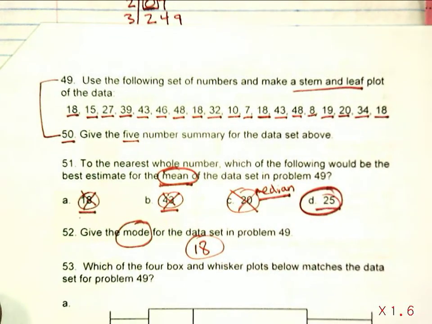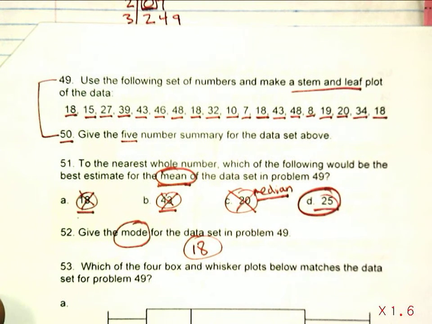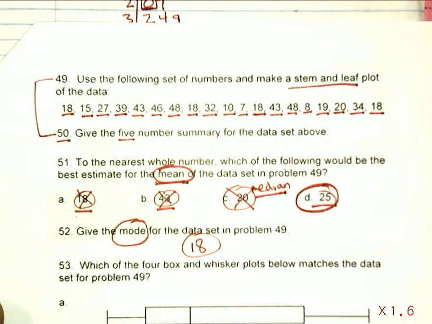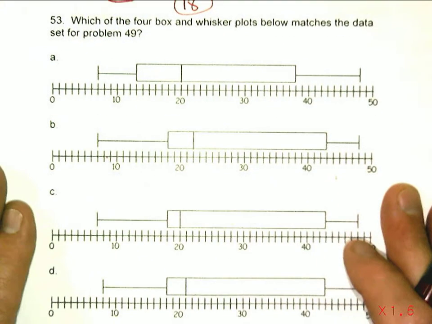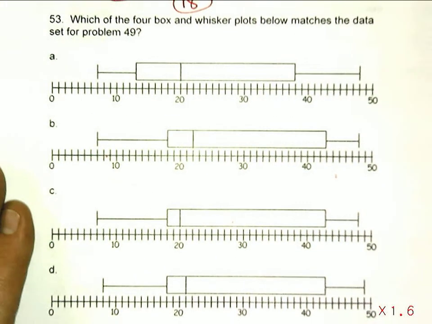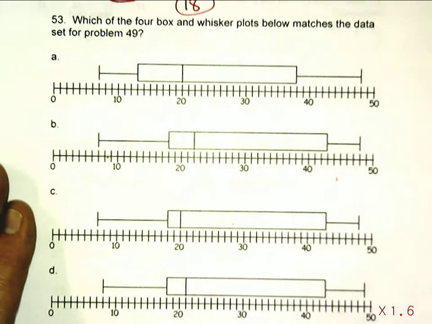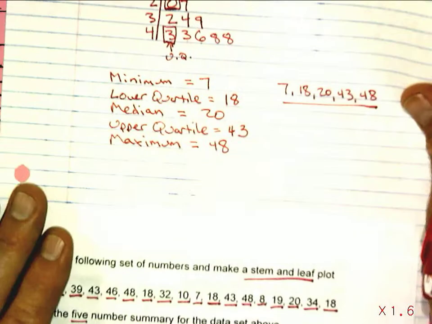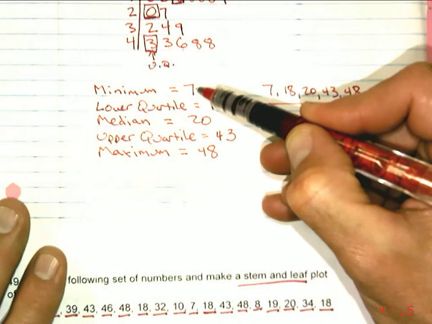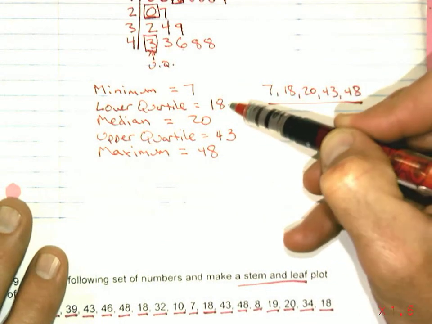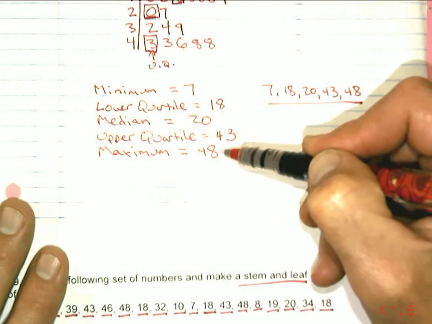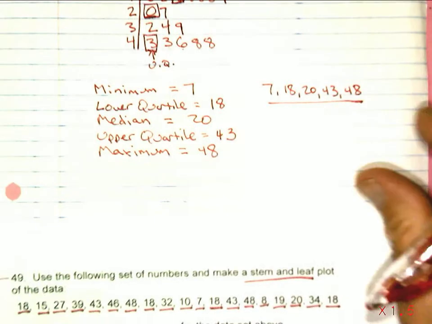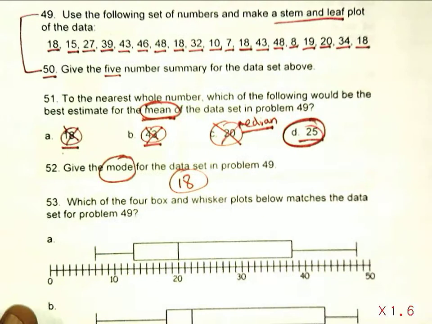And then if we want to do a box and whisker plot for this set of data, for number 53, we're asked which of these box and whisker plots correctly represent this problem. So again, if we go back to our 5-number summary from this data, we're looking for a box and whisker plot that has a minimum of 7, a lower quartile of 18, a median of 20, upper quartile of 43, and a maximum of 48. So we can look at each of these and see if they match.